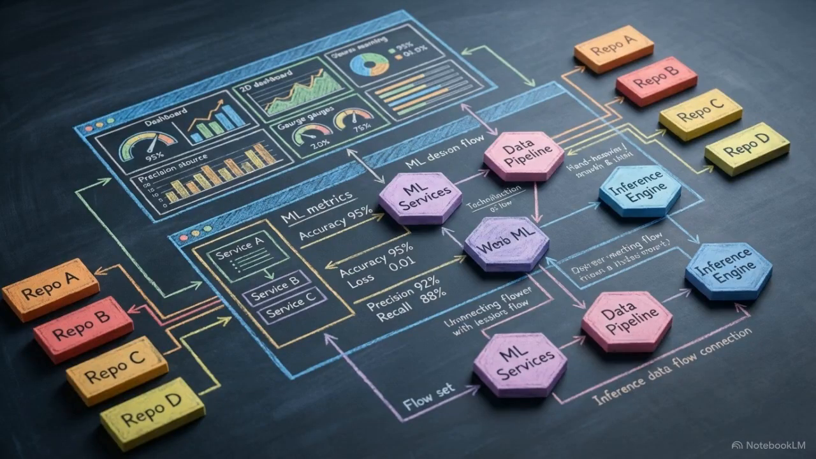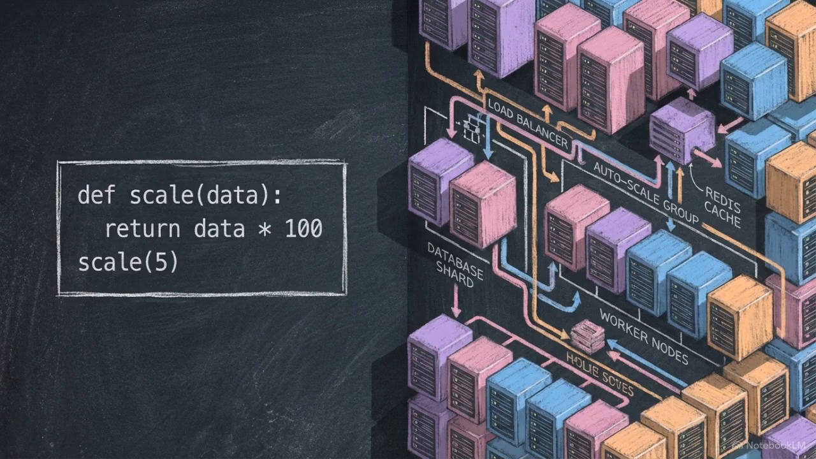We do this by applying rigorous software engineering practices directly to machine learning, a discipline known as MLOps. By the end of this guide, we will transform raw, isolated Python code into an orchestrated, auto-scaling production deployment.